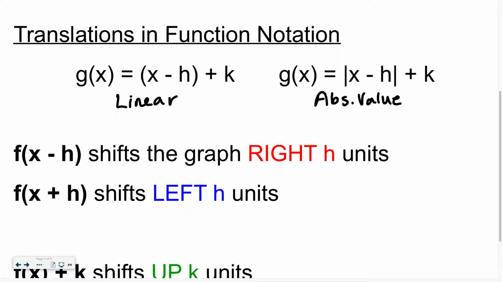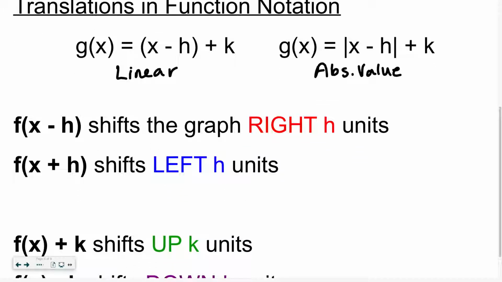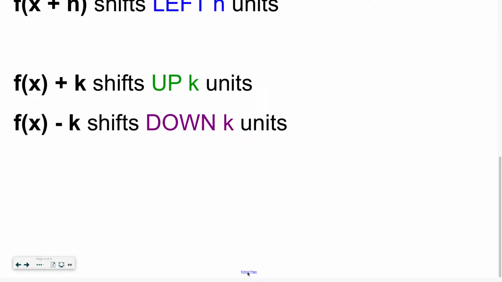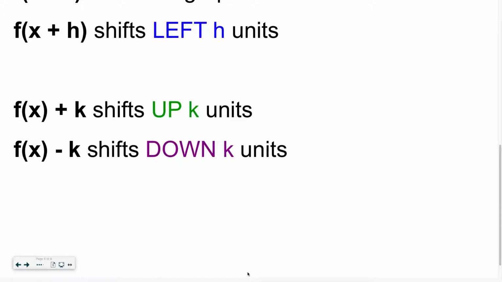If it looks like f of x minus h, then it's going right h units. If the function looks like f of x plus h, if it's got a plus number after x, then it's actually going left h units. And then we have a similar set of rules for the k's. F of x plus k is up. f of x minus k is down.